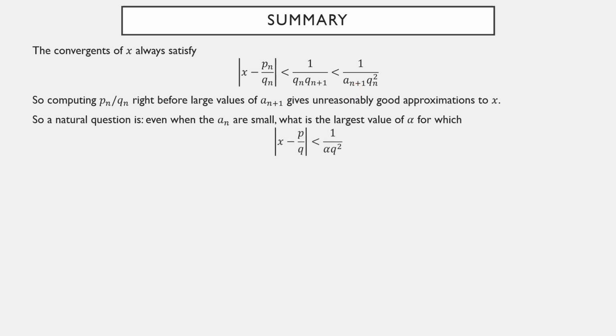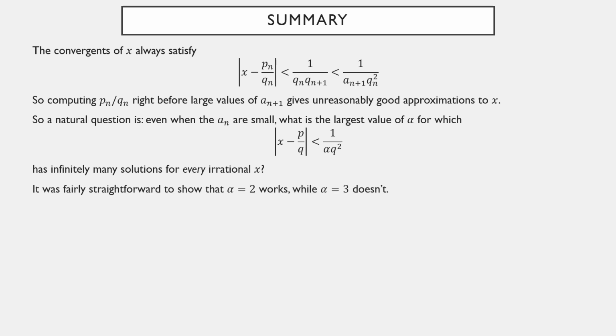So what's the largest value of alpha for which |x - p/q| less than 1 over alpha q squared has infinitely many solutions, regardless of which irrational x I pick? This inequality up here tells me that for certain specific irrationals that have very large partial quotients in them, I can get really big numbers down here. But what will work no matter what, even if the a_n's are small?